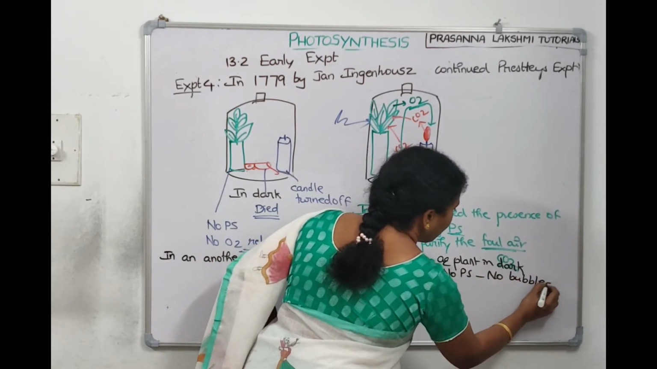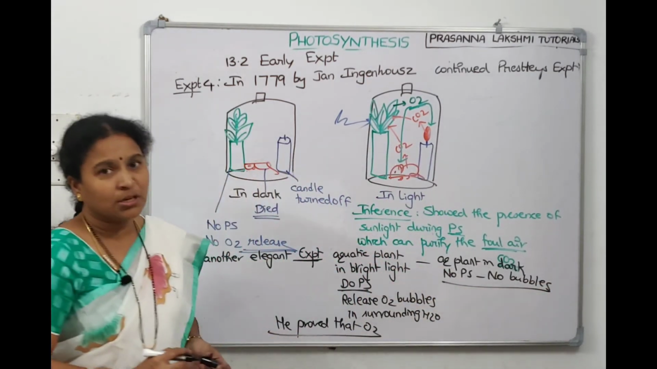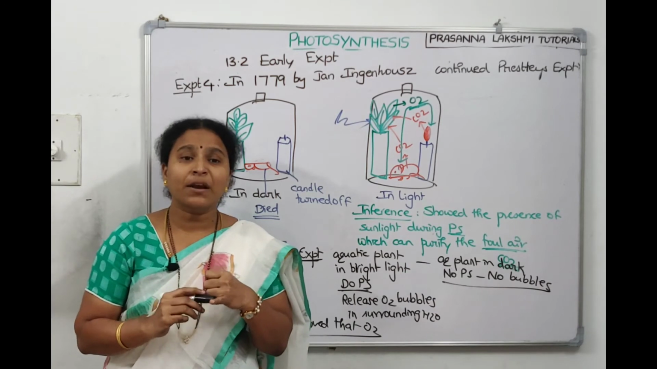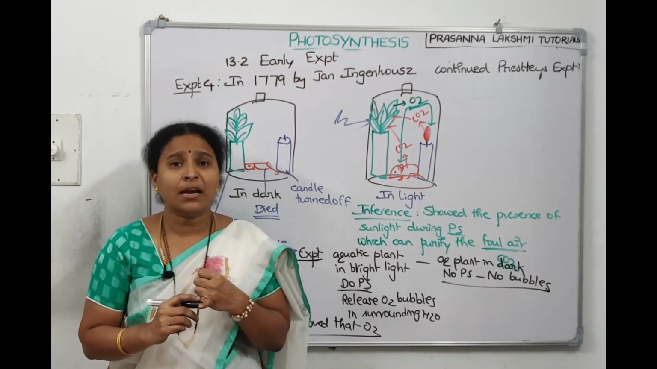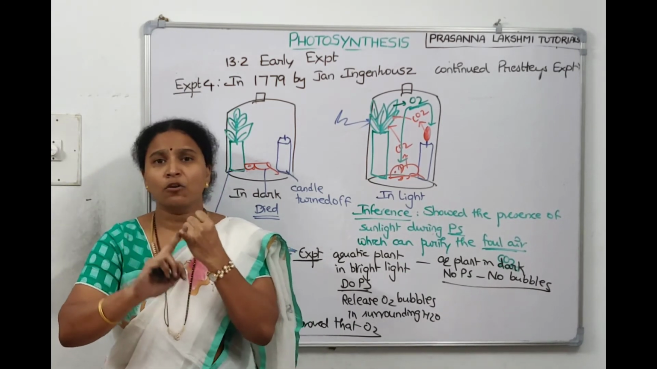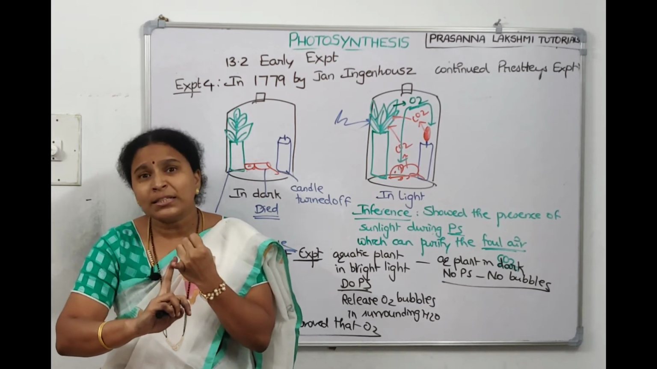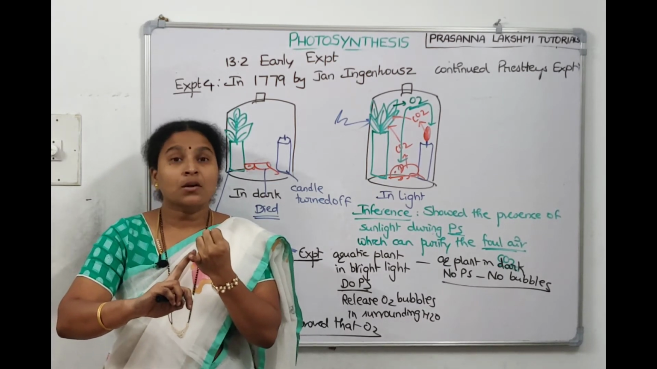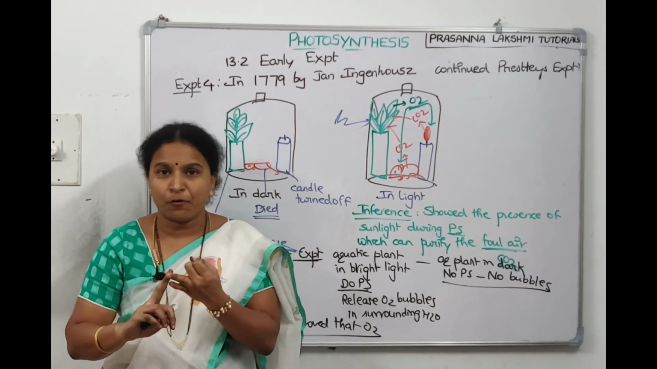No photosynthesis, no bubbles, right children? So first experiment, variegated leaf experiment. What will it tell? The variegated leaf experiment will tell that only green parts will do photosynthesis. Second one, Moll's half leaf experiment. What's the significance or inference of Moll's half leaf experiment? Carbon dioxide is required for photosynthesis.